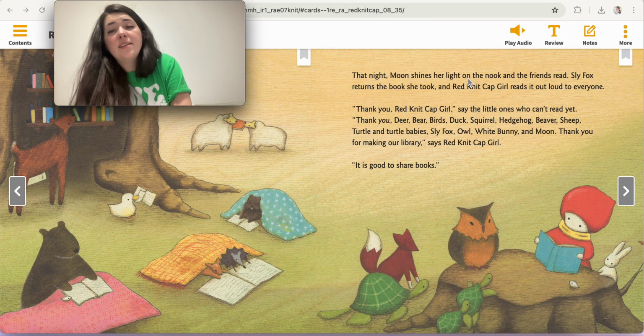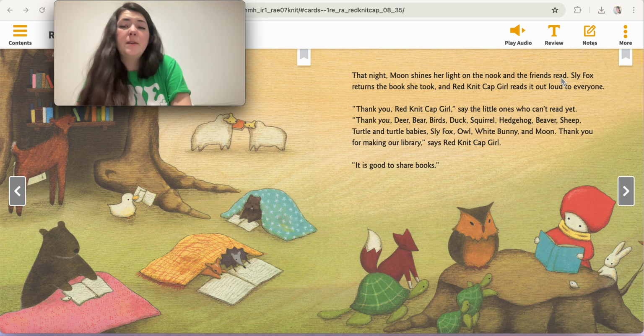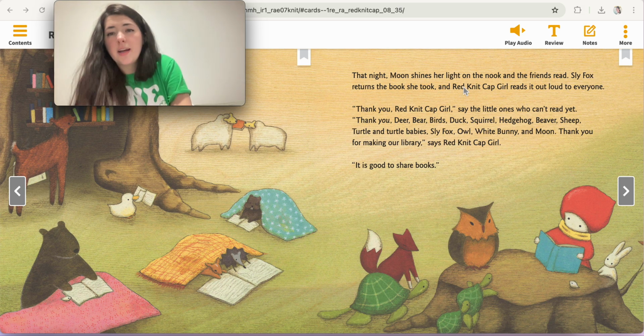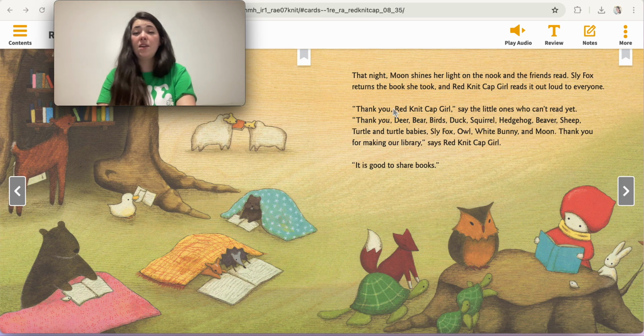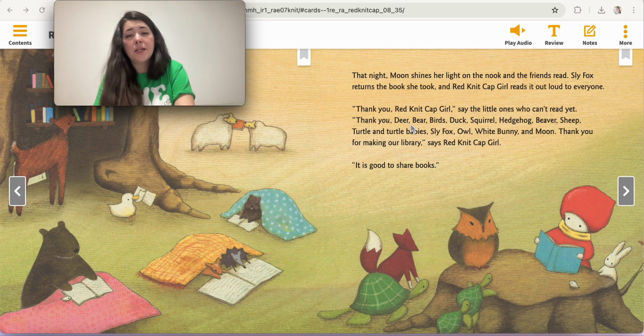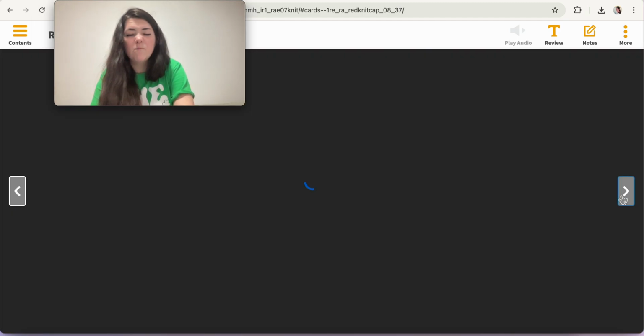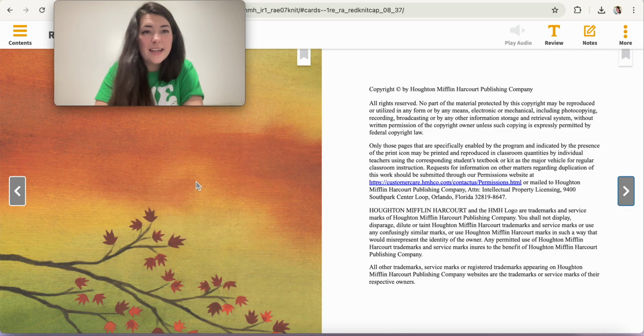That night, Moon shines her light on the nook, and the friends read. Sly Fox returns the book she took, and Red Knit Cap Girl reads it out loud to everyone. Thank you, Red Knit Cap Girl, say the little ones who can't read yet. Thank you, dear bear, birds, duck, squirrel, hedgehog, beaver, sheep, turtle, and turtle babies, Sly Fox, Owl, White Bunny, and Moon. Thank you for making our library, says Red Knit Cap Girl. It is good to share books. And that's the end of our story.